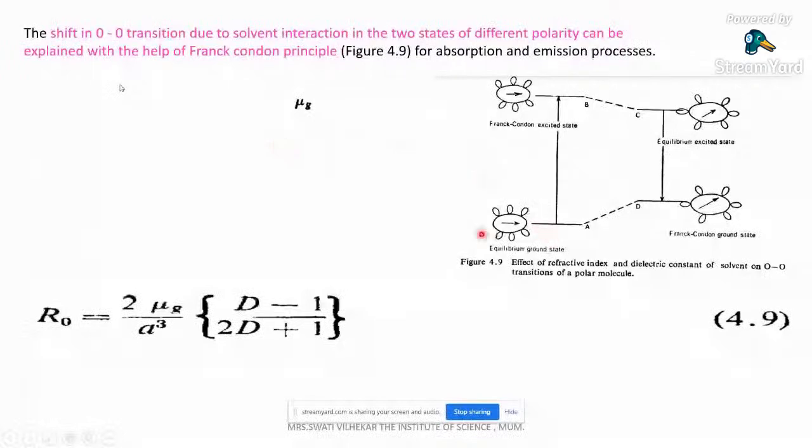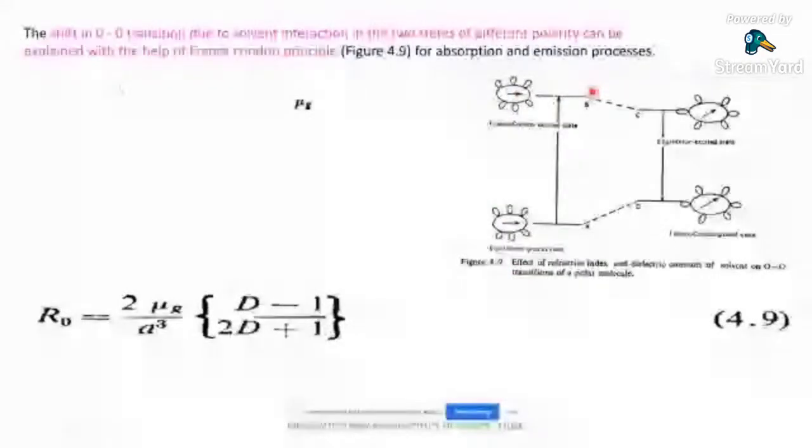So this is the equilibrium ground state. This is the Franck-Condon excited state, and the molecule will come to the lower vibrational energy state of the excited state, but from there it will come to the Franck-Condon ground state, which lies at a higher position than that of the equilibrium ground state. So the effect of refractive index and dielectric constant of solvent on 0 to 0 transition of a polar molecule can be explained with the help of this diagram.